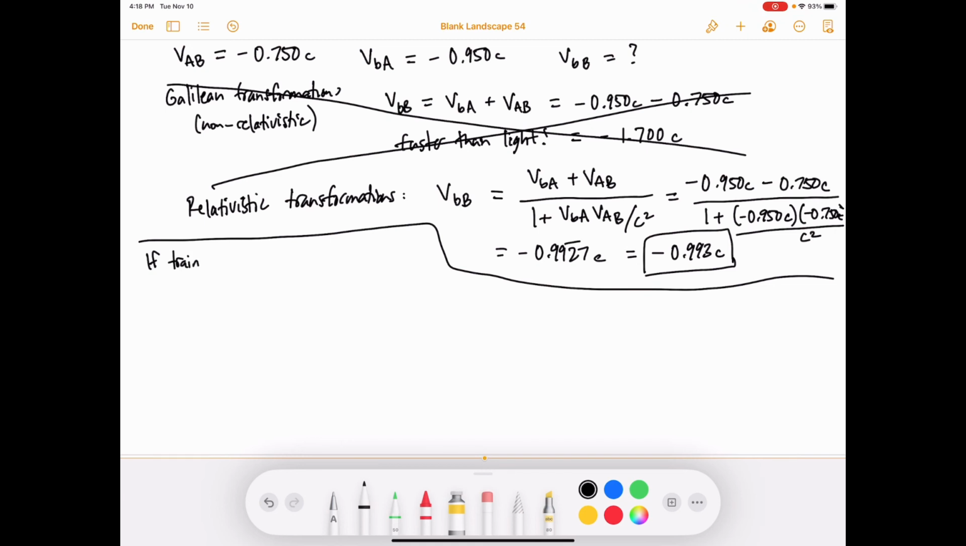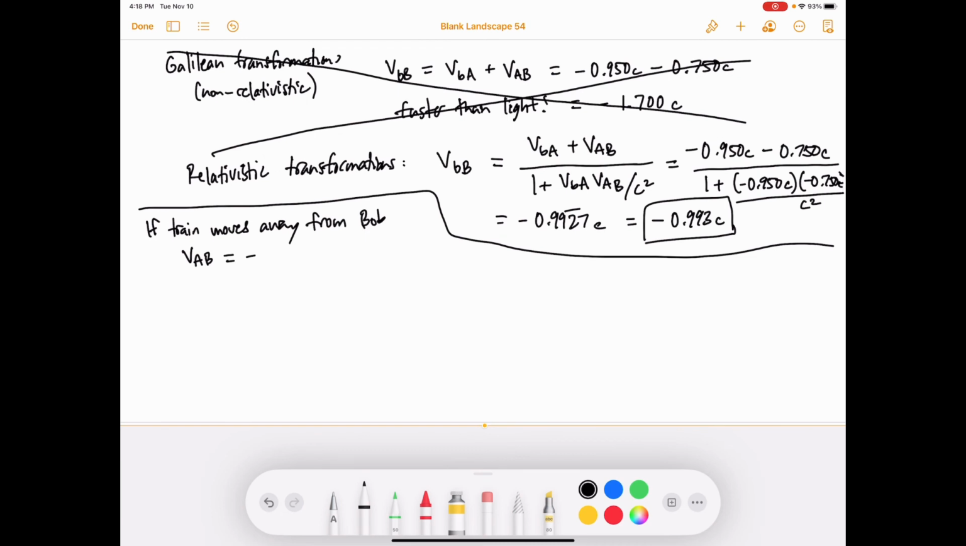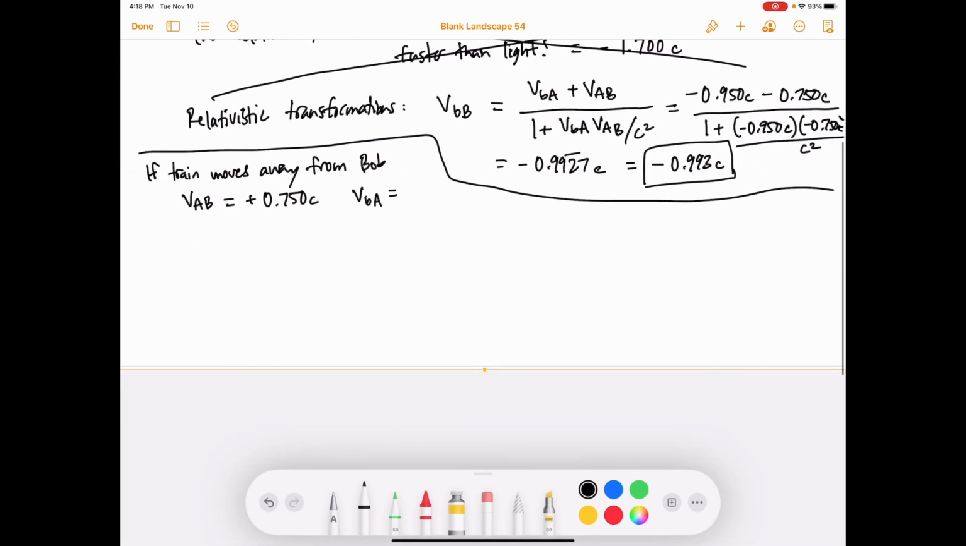Okay, there was a follow-up question, which was, if the train is moving away from Bob now, but then Alice still throws the ball to him, what we'll have is, okay, the velocity of Alice relative to Bob, she's not going to be moving to the left anymore. She's going to be moving to the right, away from him. So that will carry a positive sign, 0.750 c. But the velocity of the ball relative to Alice, since she's throwing it towards Bob, is still going to be carrying a negative sign and the same speed as before, 0.950 c.